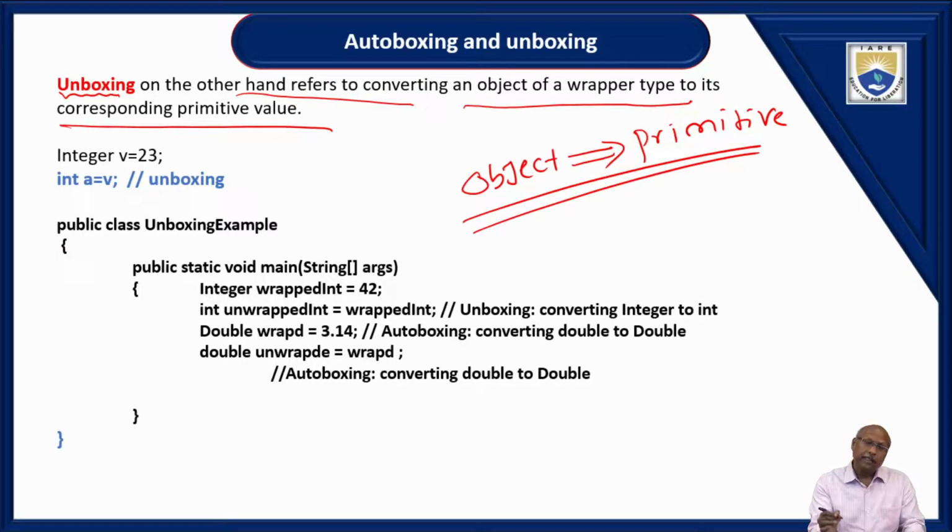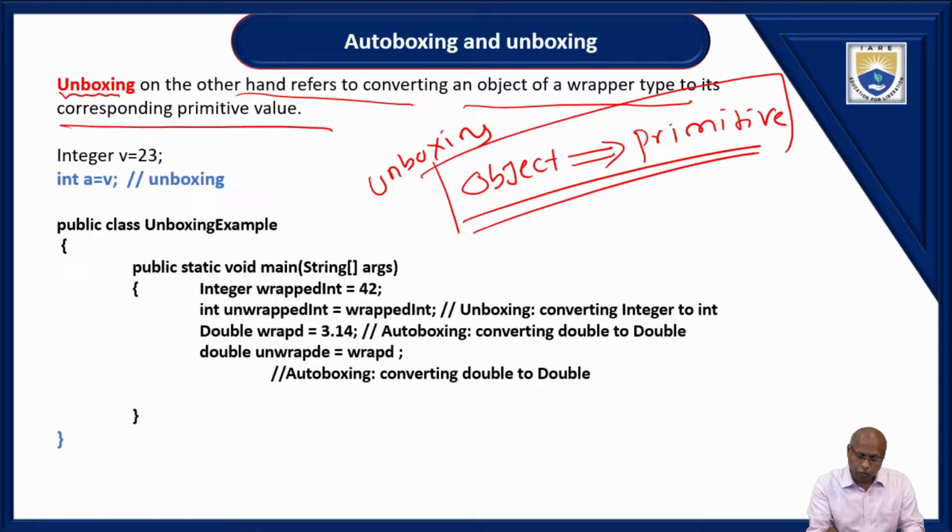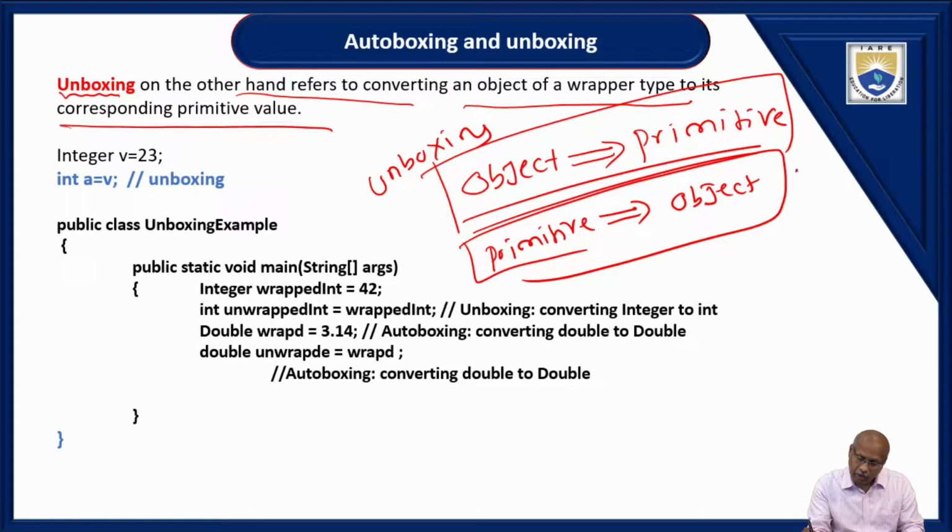Whereas if you are storing primitive data into an object, that is called boxing. If you are retrieving, this is unboxing. Whereas if you store primitive data into an object, then that is known as boxing. That is called boxing.